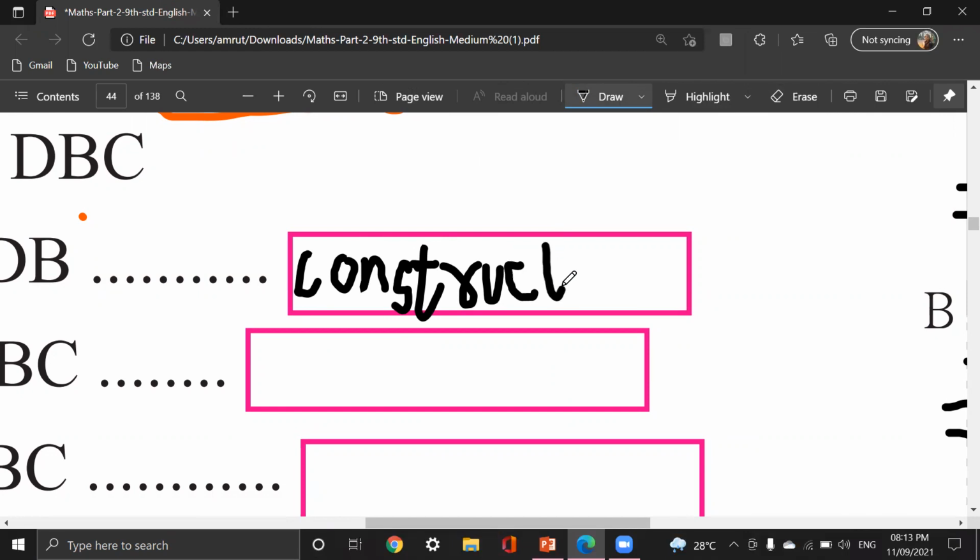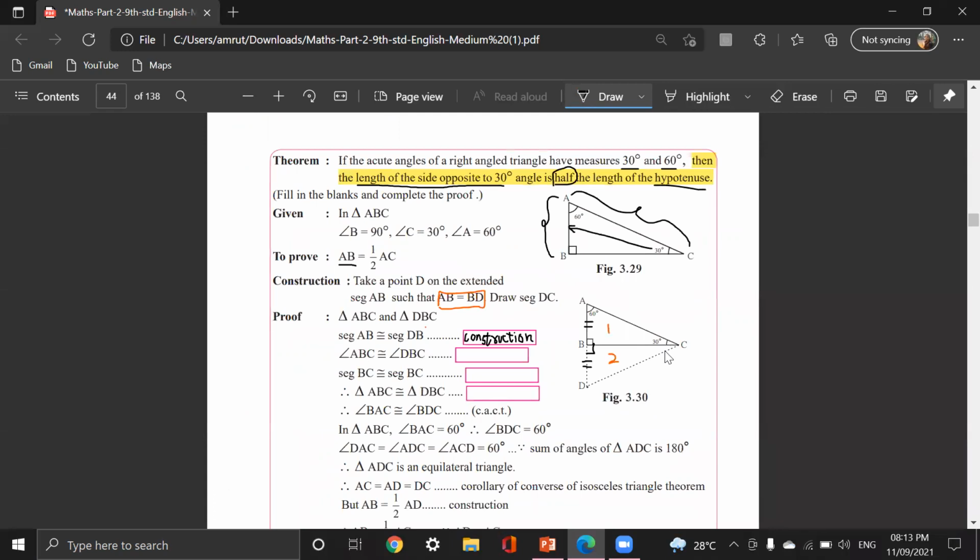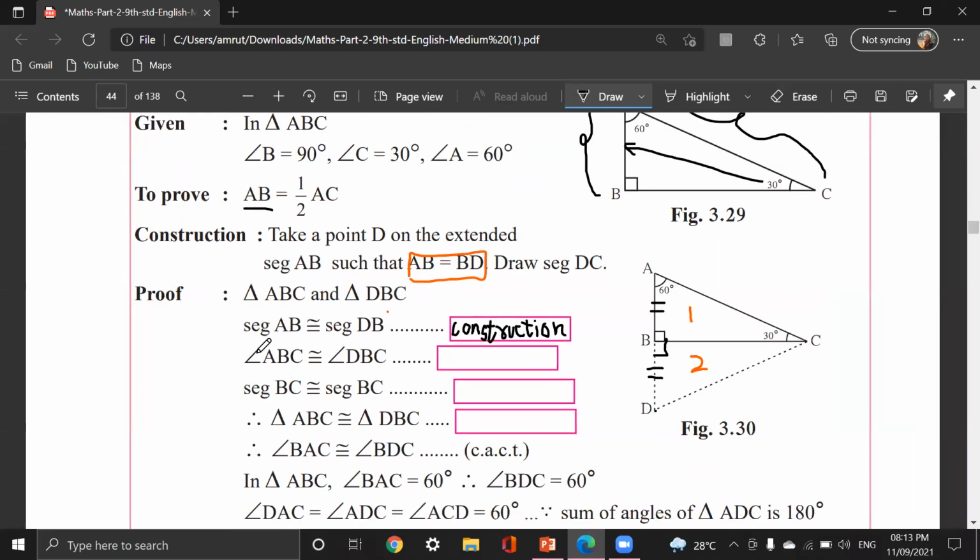So give the reason that we have given. Why do we get these two segments congruent? Because we have done this in construction. All right, now I'll zoom out so that you can see it properly.